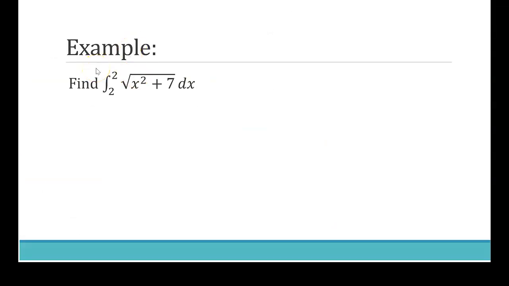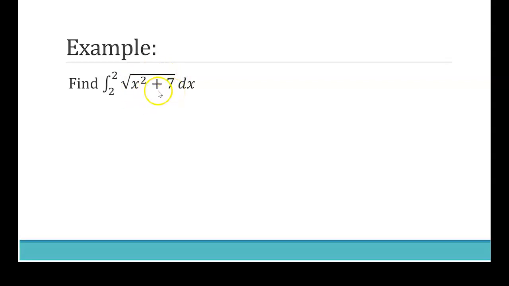Let's take a look at an example. Let's say we have: find the integral from 2 to 2 of the square root of x squared plus 7 dx. So what a lot of students tend to do, and you'll notice as we move forward, is to just look directly at the integrand right here and start thinking about the different things I can do to the integrand.